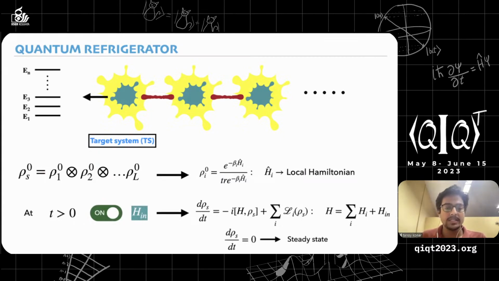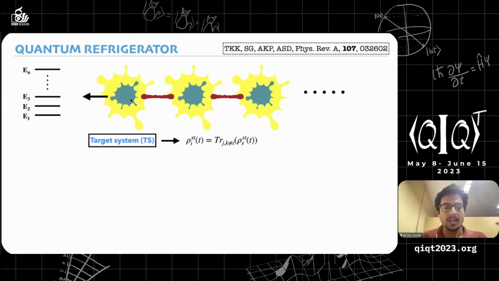We are actually interested in the part where dρ/dt equals 0, which is called the steady state, and we'll check if refrigeration is happening. Refrigeration means the temperature of the system is lower than the initial temperature. How will we do that? When we have the total system ρ_S, we trace out the other systems, and we check the steady state properties of this particular target system.